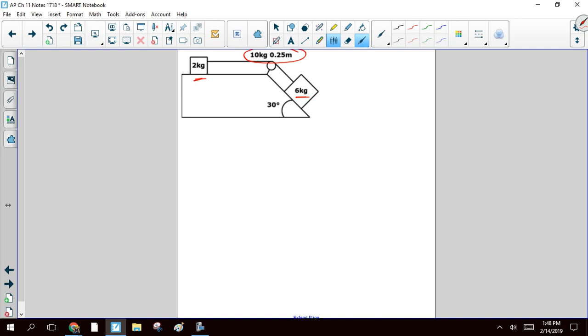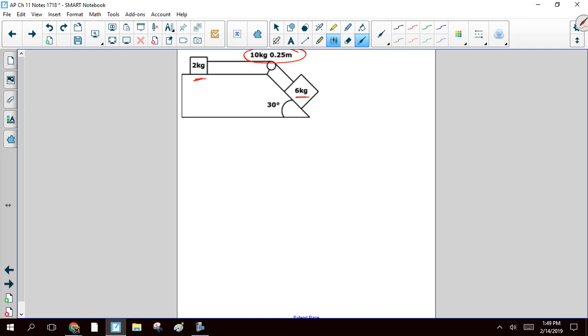The tension in the rope is not going to be the same at both ends, for reasons that I'll get to in a minute. So we've now got three unknowns: two tensions, and then the acceleration of our system. And I guess technically the angular acceleration of the pulley.